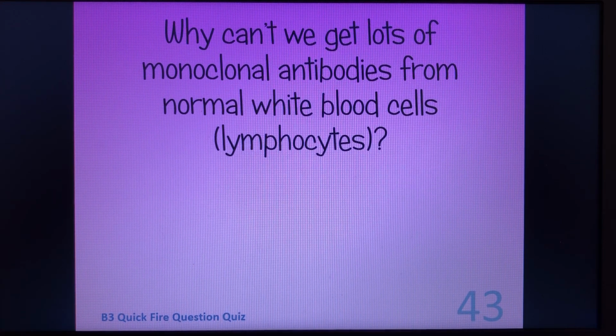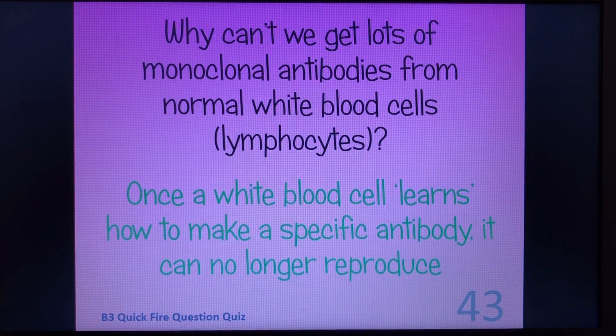Why do we go through this process of making hybridomas? And the answer is, once a white blood cell learns how to make a specific antibody, it can no longer reproduce. So we're left with this finite amount of white blood cells that can make antibodies. But if we want loads of antibodies, then cloning those antibodies, we have to turn those into hybridomas. We have to get hybridomas from our white blood cells fusing with our tumour cells, okay? So that's why we do the process.